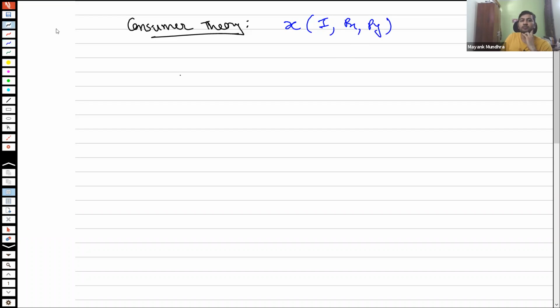Then we came to producer theory. And in producer theory, we saw how the cost function is formed. So cost function is a function of quantity which needs to be produced, wage rate and rental rate. Okay, so we saw these two things. And then we got into game theory.